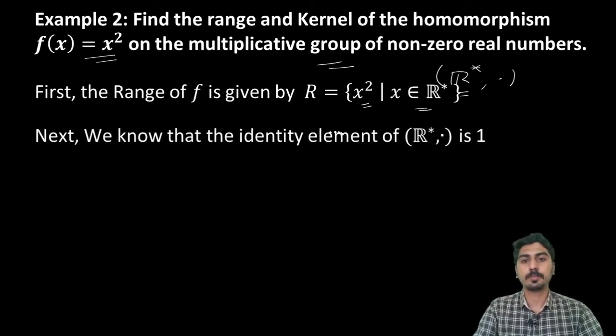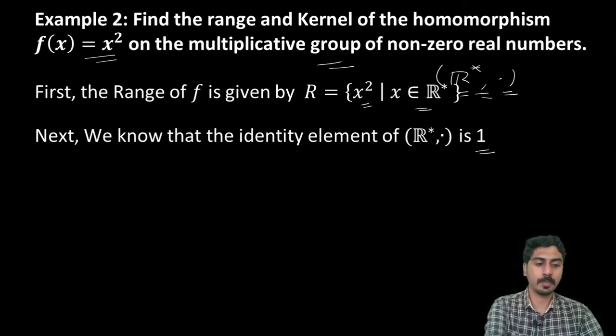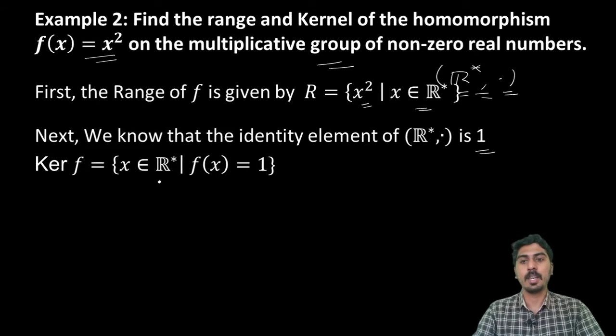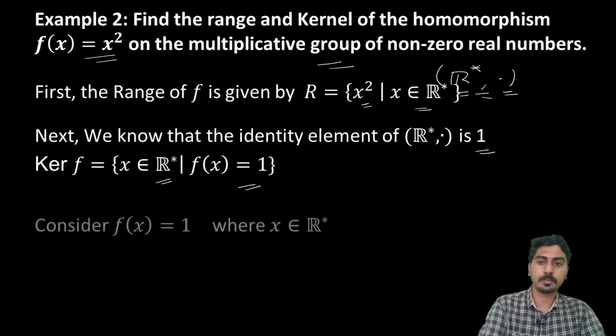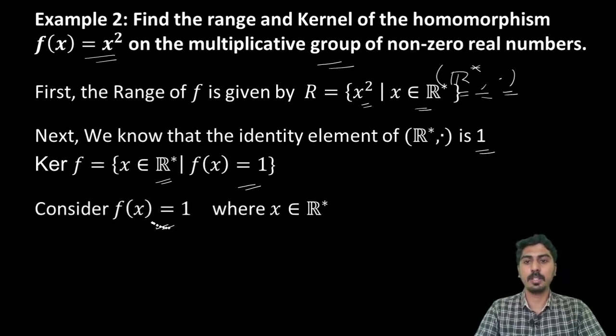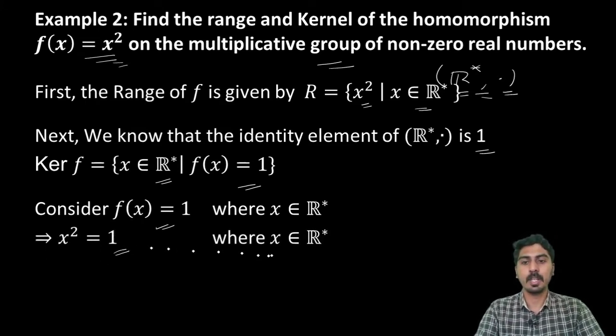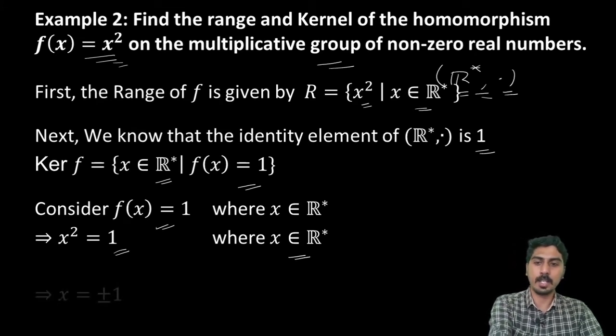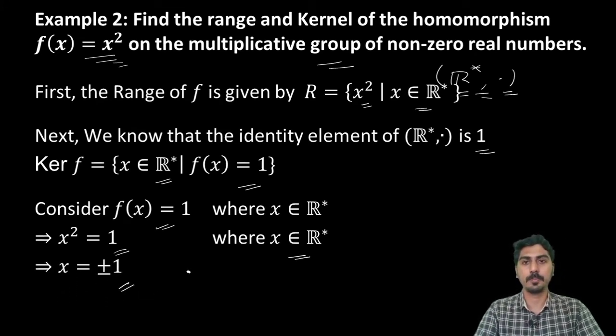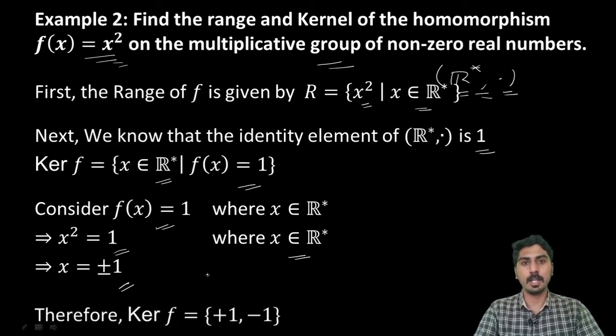Next, to find out the kernel, first I should know the identity element of this group. I know that this is a multiplicative group, so the identity element is 1. So the kernel is given by x belongs to R star, where f of x equal to 1. Consider f of x equal to 1. Given that f of x is x square, if I solve this equation for x belongs to R star, I get x equal to plus 1 or minus 1. So the kernel is a doubleton set which contains plus 1 and minus 1.